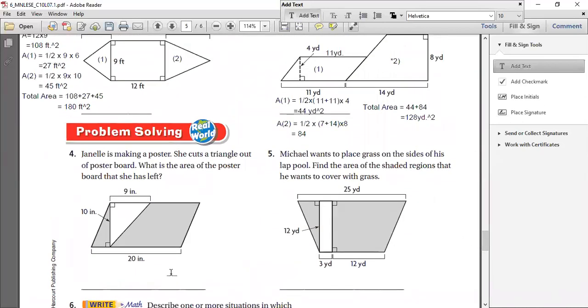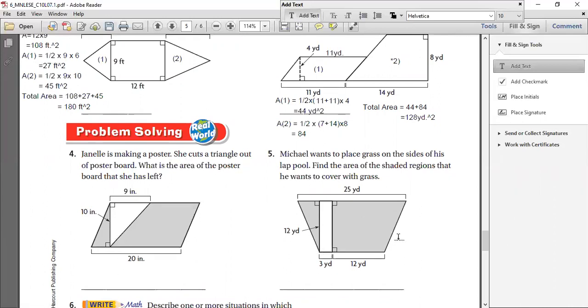Now question number 4, let me quickly explain to you. Janelle is making a poster. She cuts a triangle out of a poster board. What's the area of the poster board that she left? Means this trapezoid here is the poster board. Okay. Now what you're going to do, you will find the area of this trapezoid first. Okay, then you will find the area of this triangle and then subtract it and then find the answer.